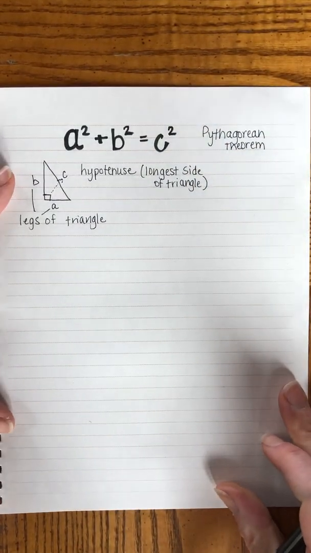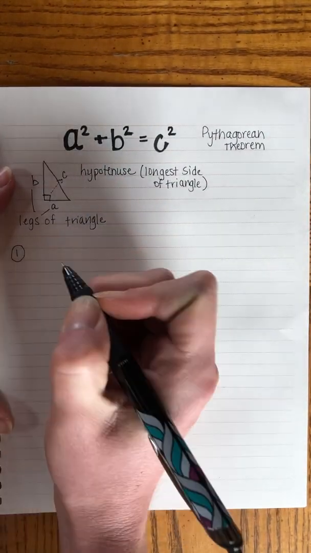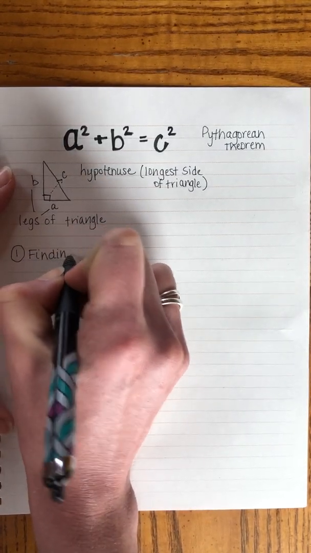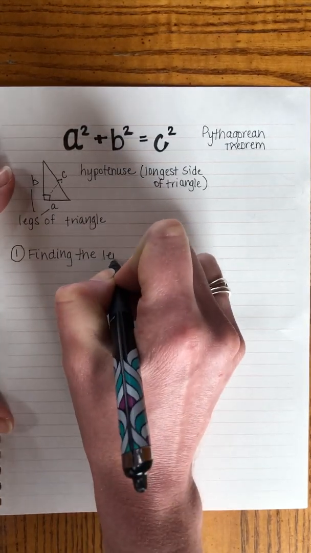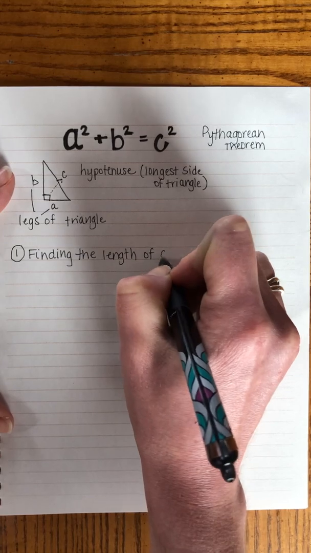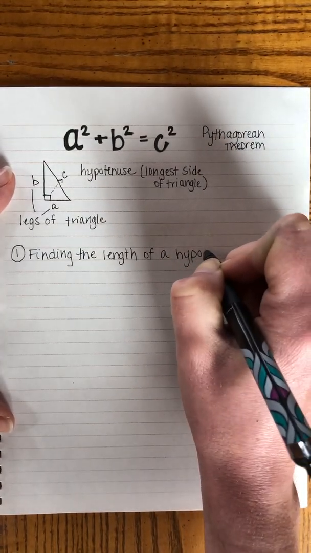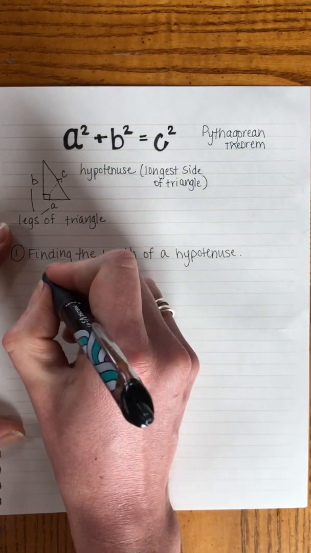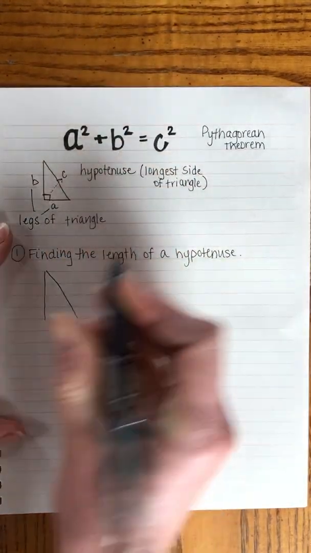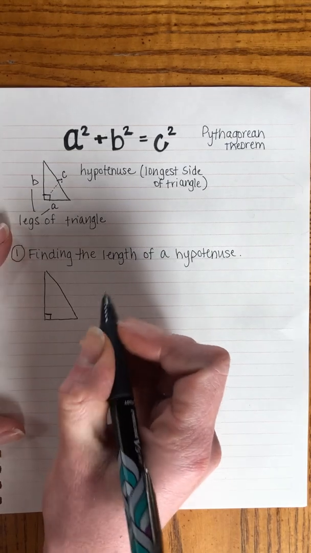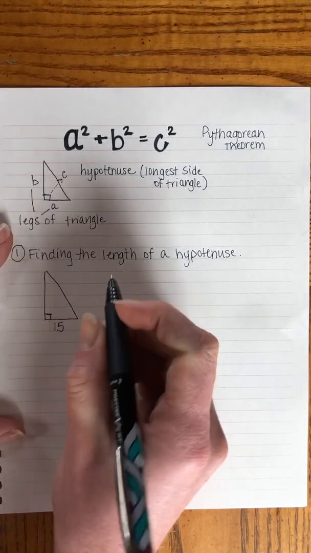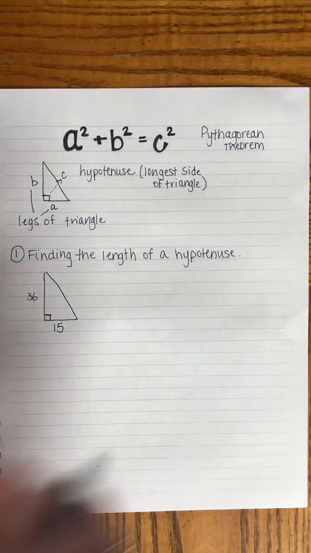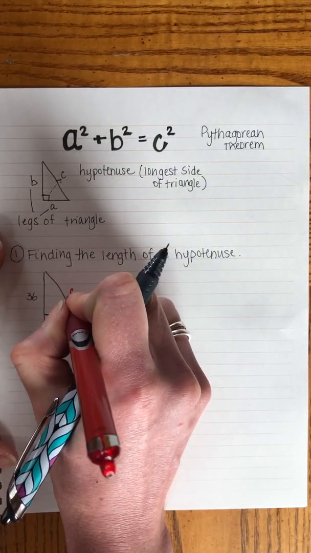Okay, so the very first one I'm going to show you is, I would say, the simpler of the two. This is finding the length of a hypotenuse. Okay, so we are going to look at a right triangle, and we're given side lengths 15 and 36, which means we now have to find what C is. What is C? What is the length of the hypotenuse?